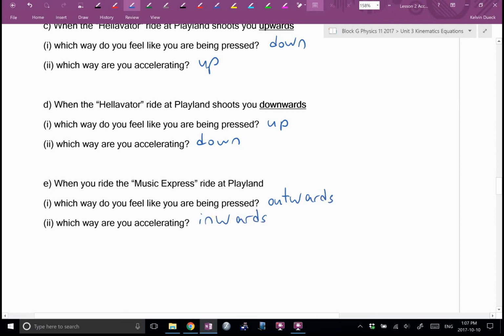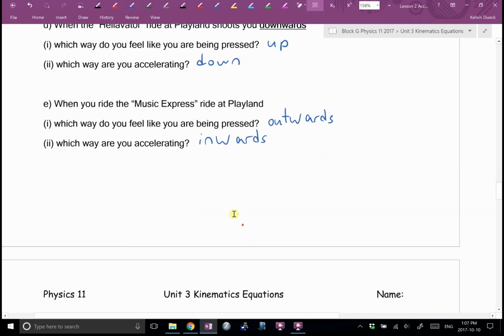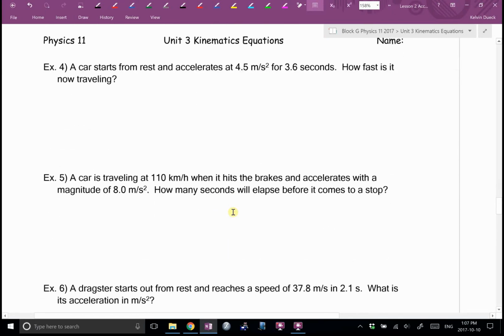Your body can detect acceleration. It just detects it backwards. Why does it detect it backwards, Mr. Dewick? That's a much deeper question that we'll eventually get into. But right now, if there's a direction question and you're asking yourself how to figure this out, imagine you're riding that object. Which way do you think you feel like you were getting pushed? Pick the opposite direction. That'll work.